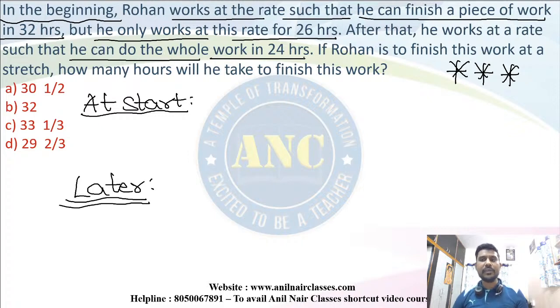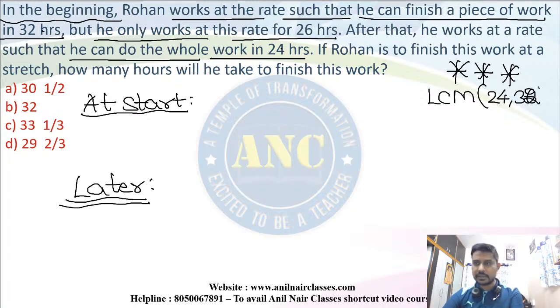If Rohan is to finish this work at a stretch, how many hours will it take to finish this work? Now see here, simple way of solving. LCM of, there are 2 numbers, 24 and 32. 32 hours and 24 hours is given. LCM of 24 and 32 is 96 units. So 96 chocolates need to be distributed.